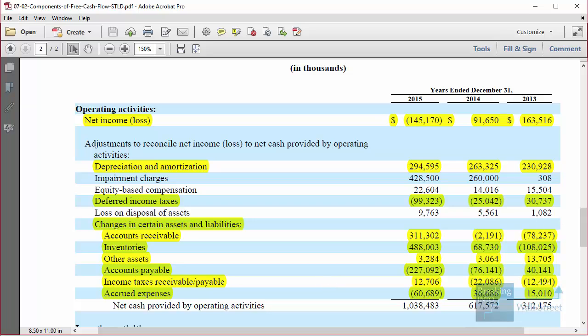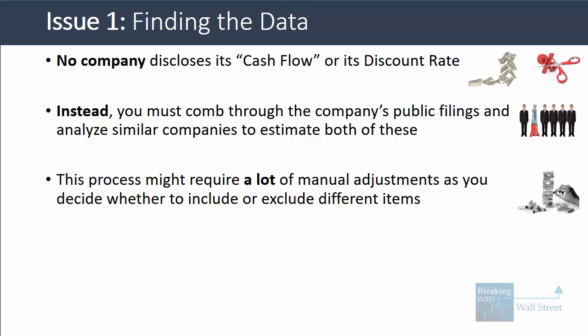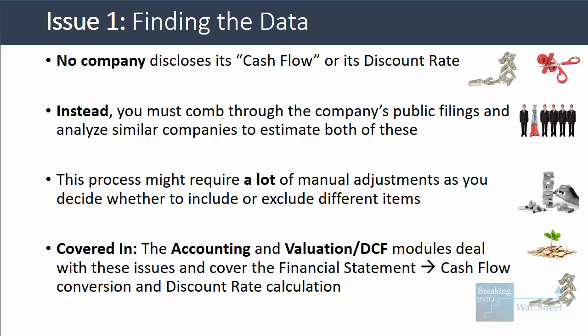So there's quite a lot of subtlety in just what goes into this and how to find the data in the company's filings. This topic is covered in the accounting and also the valuation and DCF modules, and we go through several examples of how to move from a company's financial statements to its cash flow and how to come up with reasonable estimates for the discount rate.